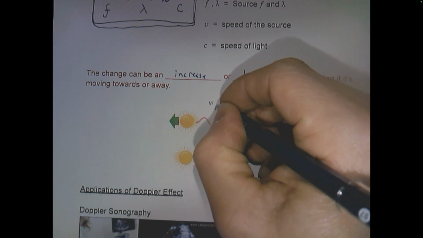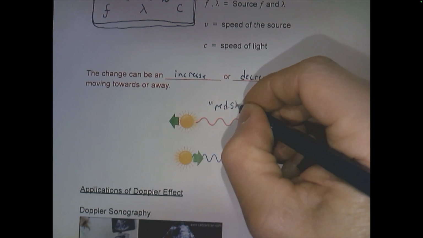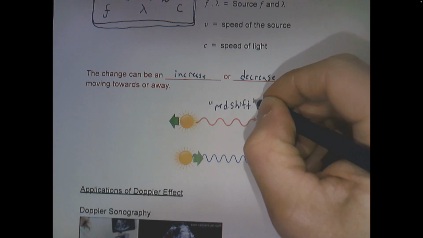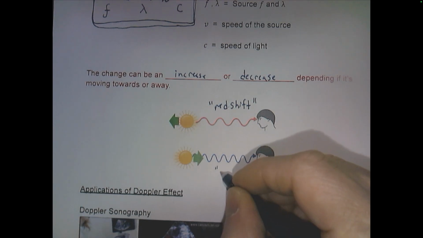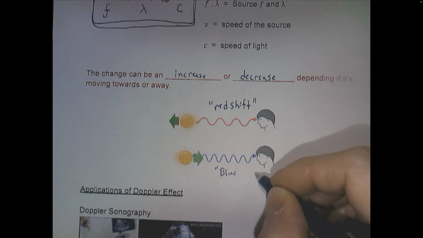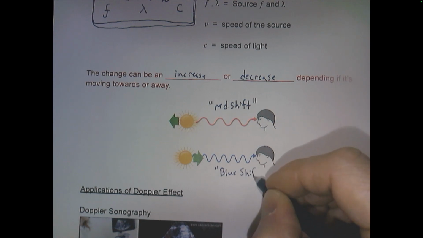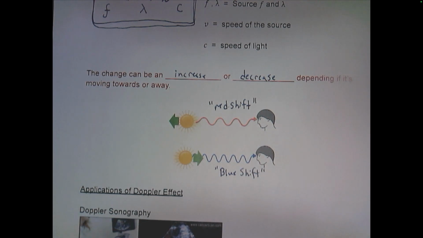This is called redshift. Objects that are moving away from you and giving off light have longer waves and lower frequency, and they're redshifted. Objects that are headed toward you have shorter waves, higher frequency, and they are blueshifted. They can literally look more red or more blue based on their relative motion. So that is the Doppler effect.